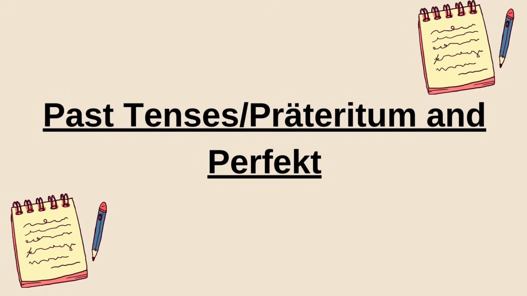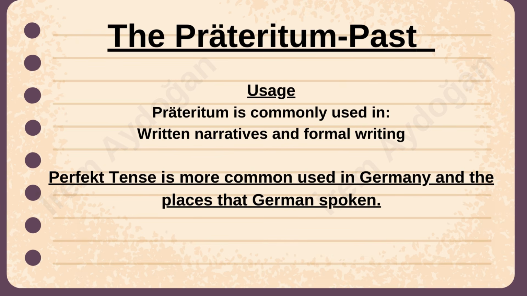In this lesson, we're gonna learn past tense, I mean the Präteritum in German. The usage of Präteritum: Präteritum is commonly used in written narratives and formal writings. Actually, in German, we have two tenses for the past. One of them is the Präteritum, the other is the perfect tense, but the perfect tense is more commonly used in Germany and the places where German is spoken. We start with the Präteritum tense.